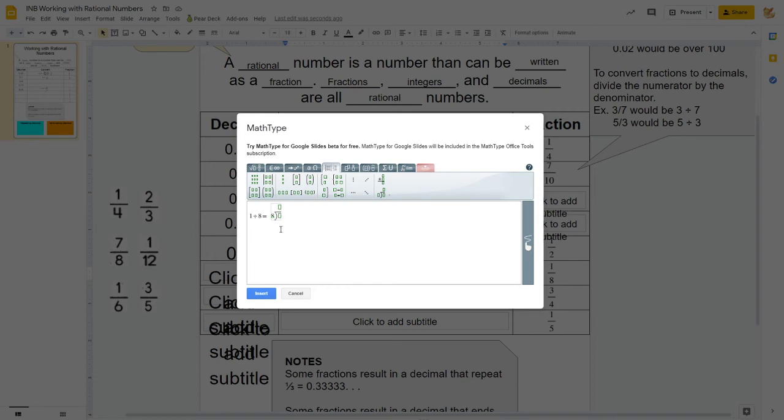8 goes out, 1 goes in. 8 can't go into 1, so I put a decimal and a 0. 8 can go into 10 one time. So that is minus 8, which equals 2. It's going to get very confusing.